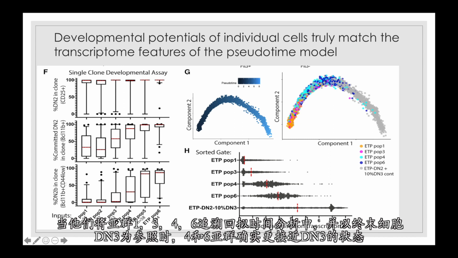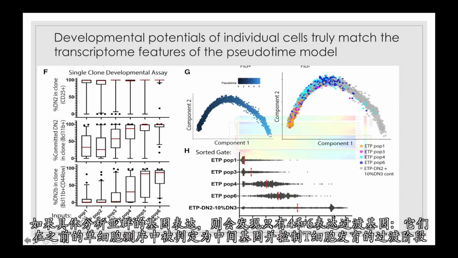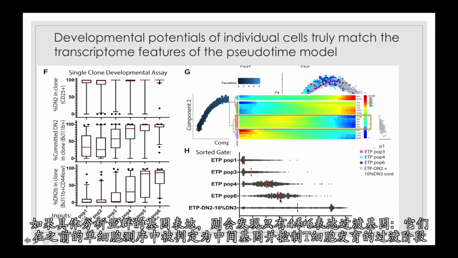When they map to the pseudotime, they find only the ETP population 6 and 4 have the more advanced status toward the end time compared to the DN3 populations. If we map the transcription pattern of these 2 populations to the detailed genes, we can find only these 2 populations express the intermediate genes, identified by the previous single cell sequencing data, suggested as intermediate wave genes that control the transition step of the T cell lineage.